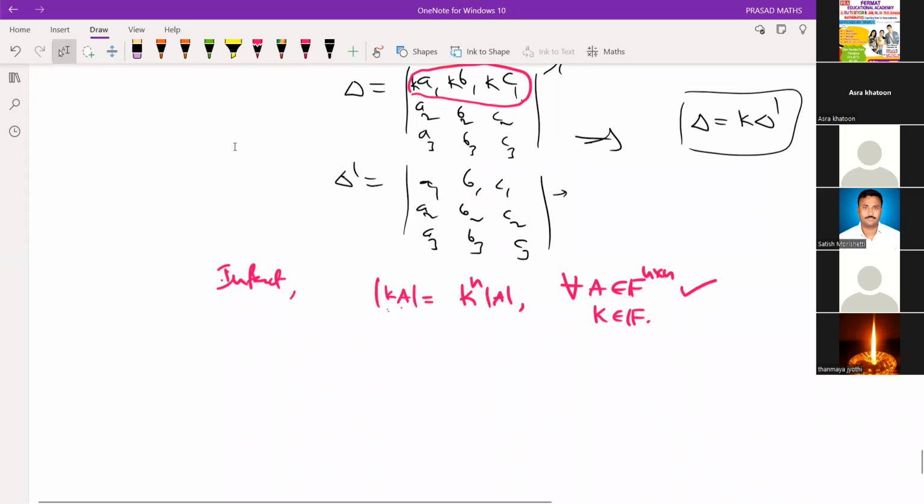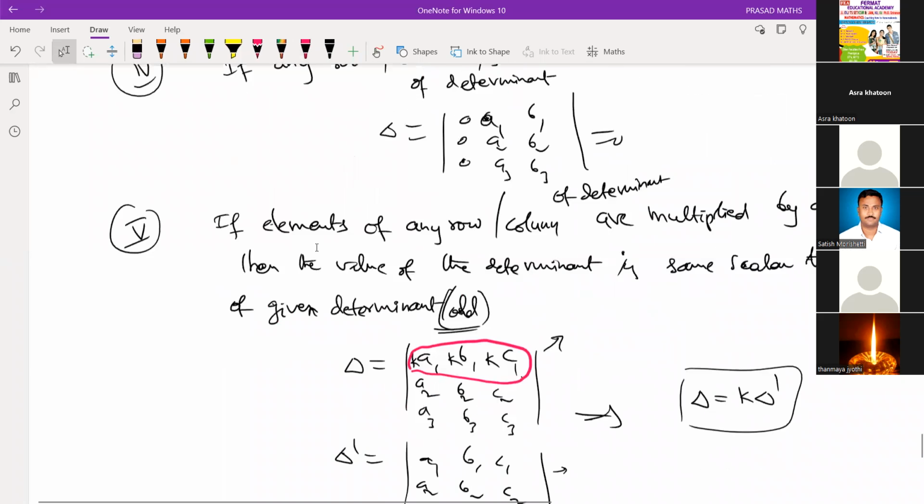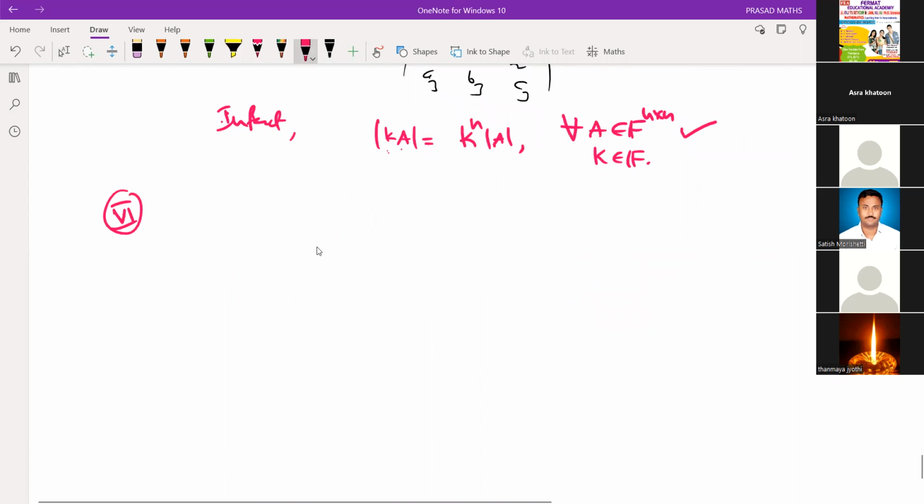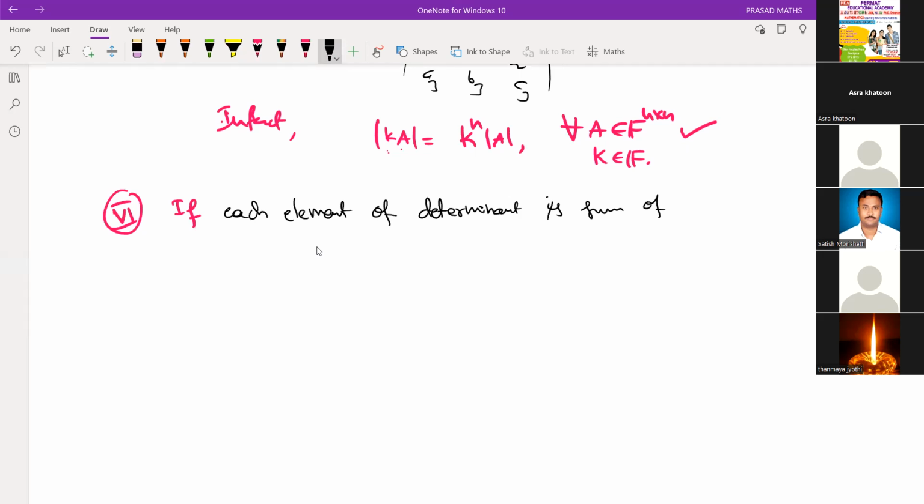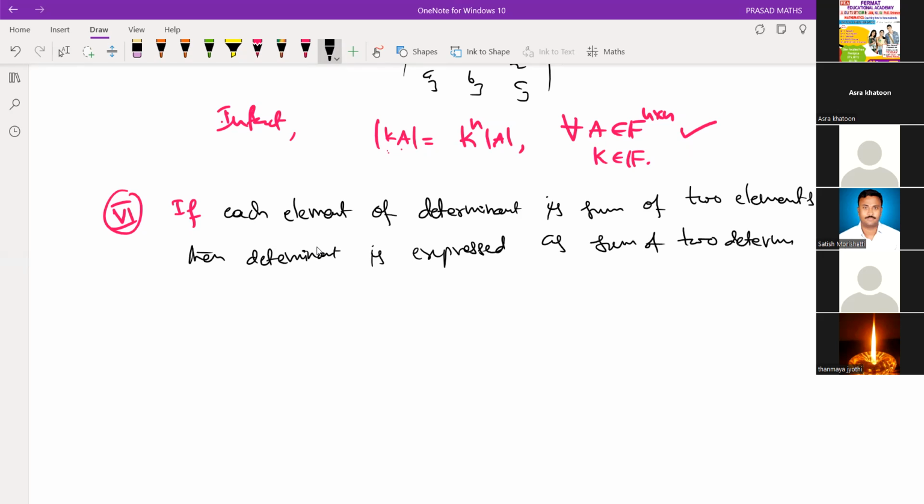Next is property number 6. If each element of a row or column of a determinant is the sum of two elements, then the determinant is expressed as the sum of two determinants of the same order.